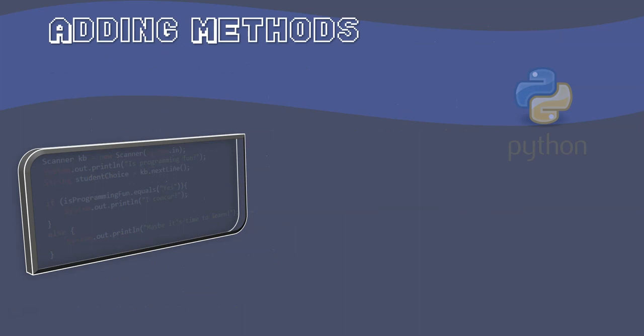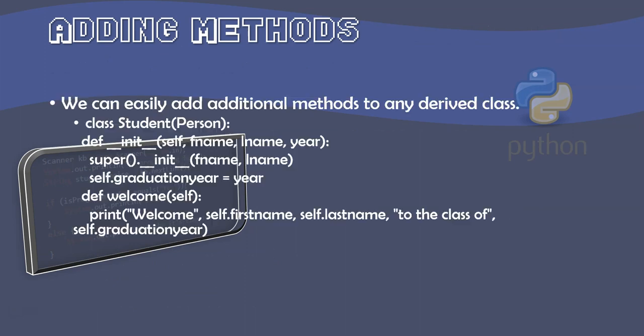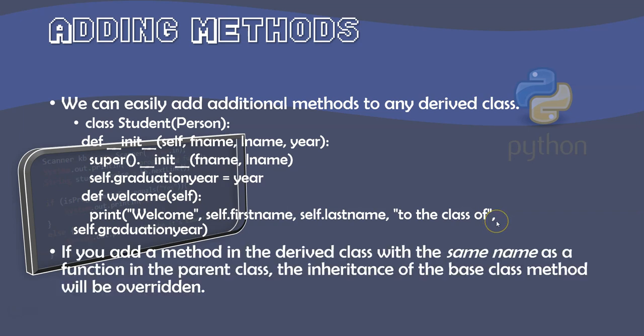Now, what about adding methods to our class? Well, we can easily add additional methods to any derived class, similar to how we can add additional parameters. So, for example, here we have a new method called welcome that we're defining that's simply just going to print out those values for us. Now, if you add a method in a derived class with the same name as a function in the parent class, the inheritance of the base class method will be overridden. So keep that in mind if you start having methods that have the same name. Remember, if it's in a derived class, it's always going to use the derived version rather than the base class version.